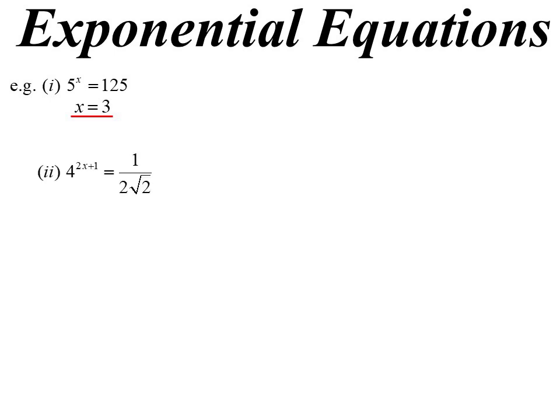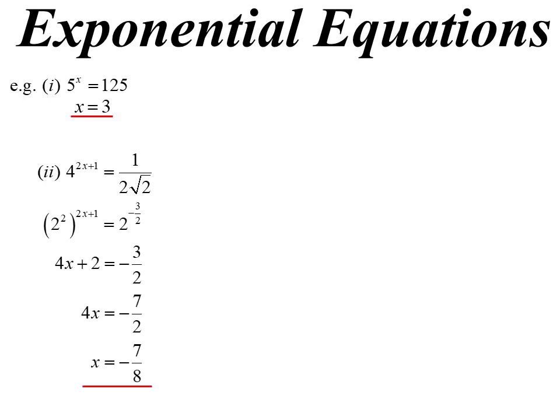4 to the power of 2x plus 1 is 1 on 2 root 2. But of course I can rewrite 4 as 2 to the power of something. And on the right hand side, that's 2 to the power of minus 3 on 2. So equating the powers, great, we can get x equals minus 7 on 8.